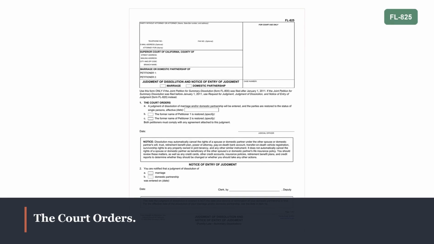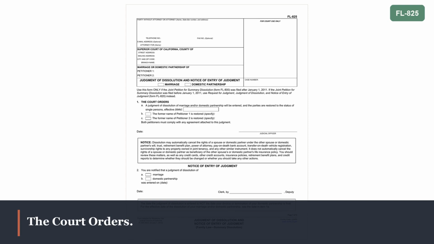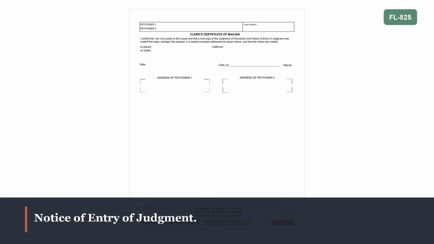The court orders. This is the substantive part of the judgment, completed by the judge. 1A states the effective date the judgment of dissolution will be entered, restoring both parties to the status of single persons. 1B, a checkbox to restore the former name of Petitioner 1 with a blank to specify the name. 1C, a checkbox to restore the former name of Petitioner 2 with a blank to specify the name. The form also states that both petitioners must comply with any agreement attached to the judgment, meaning your signed property settlement agreement.